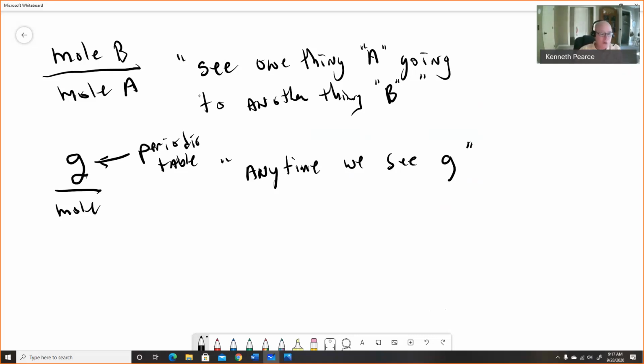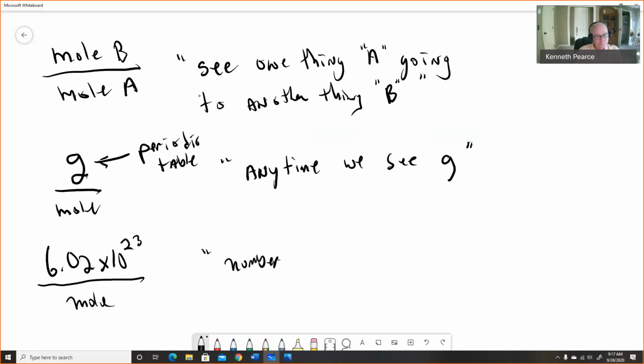And then we had Avogadro's number, which we won't use too much of, but that's 6.02 times 10 to the 23rd of anything per mole. And usually that's when we see number of, or how many, atoms or molecules.